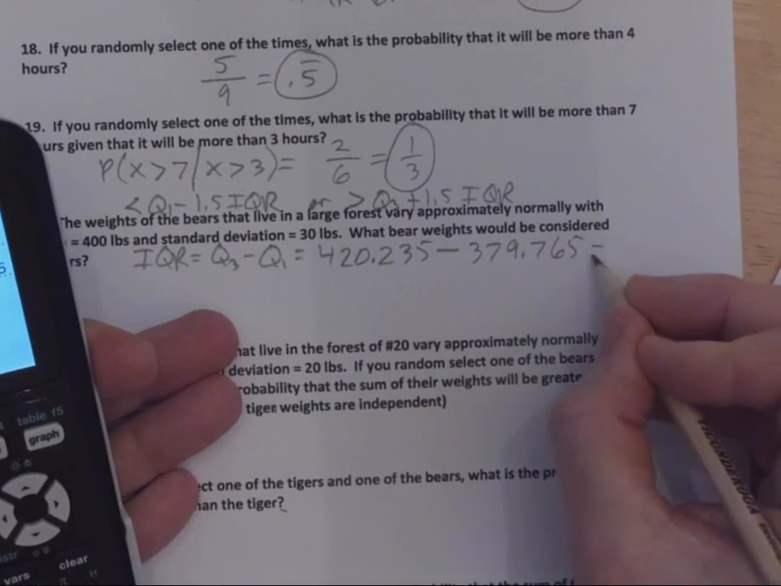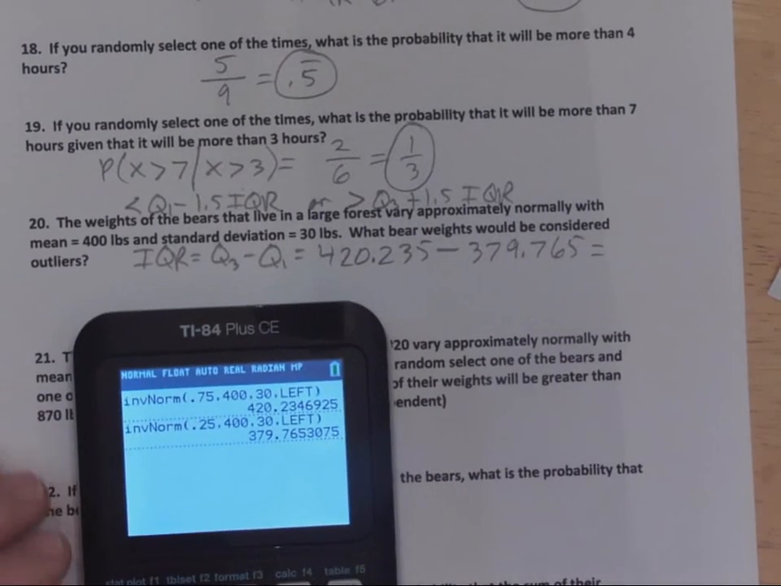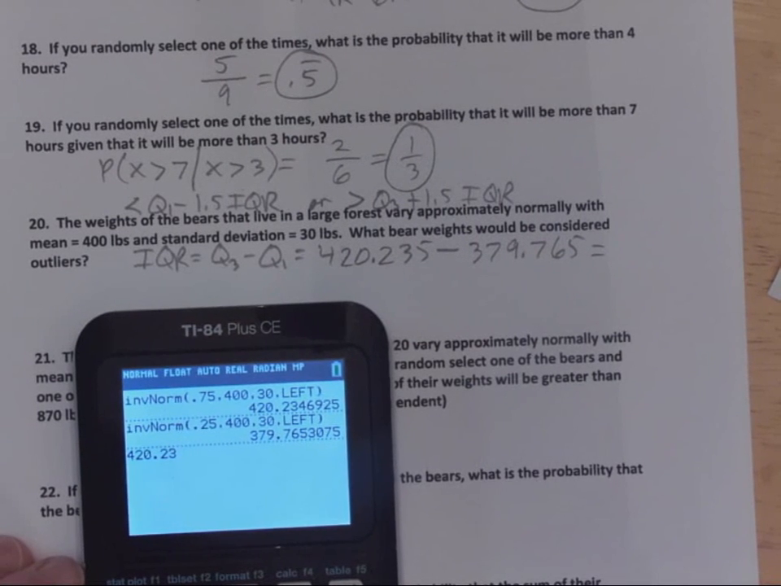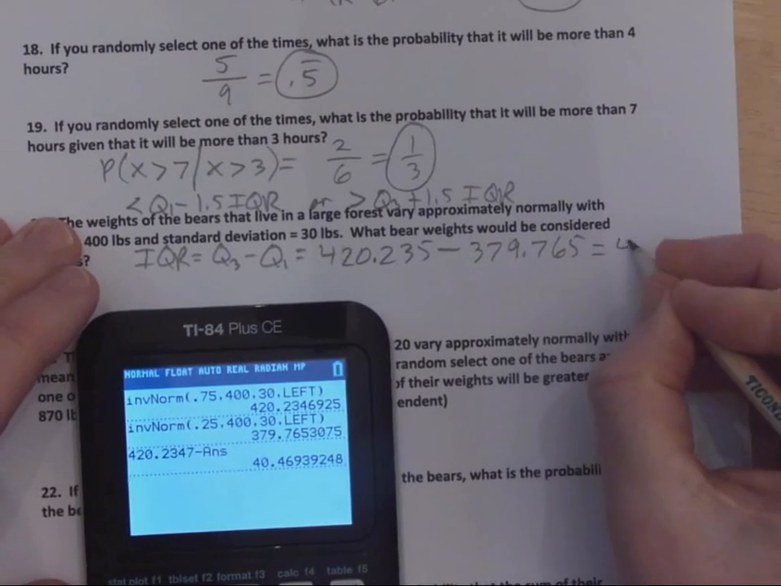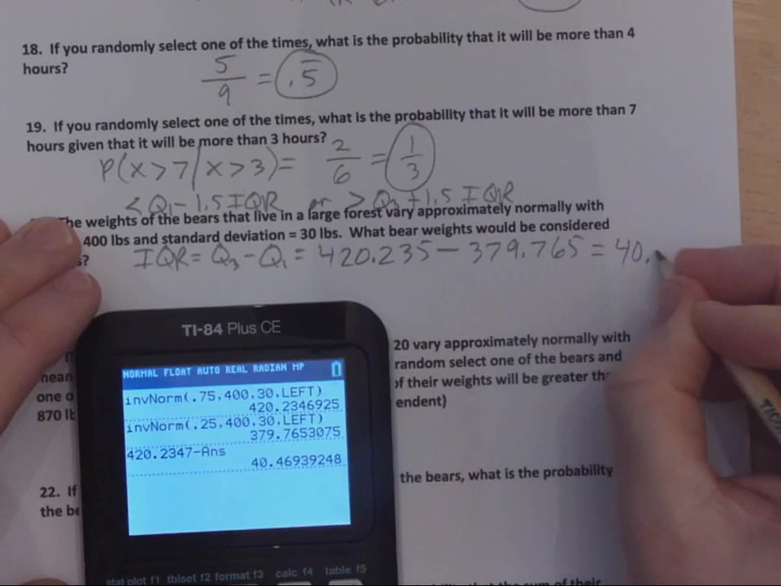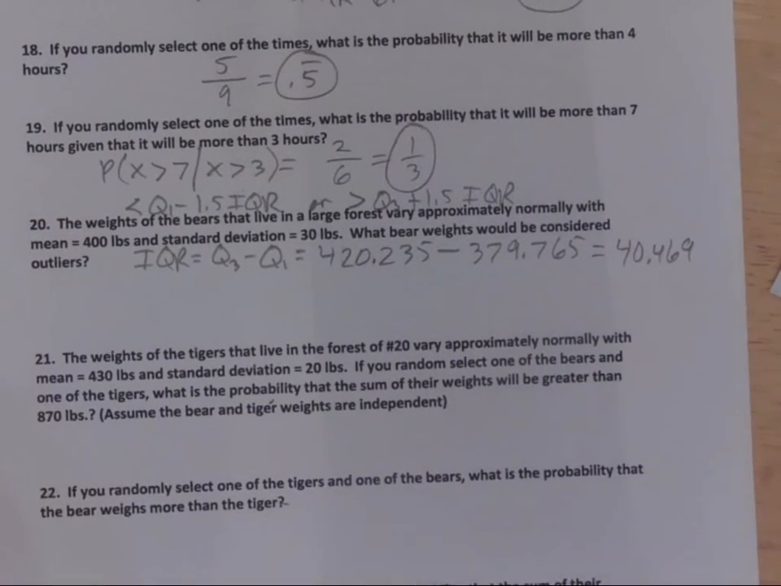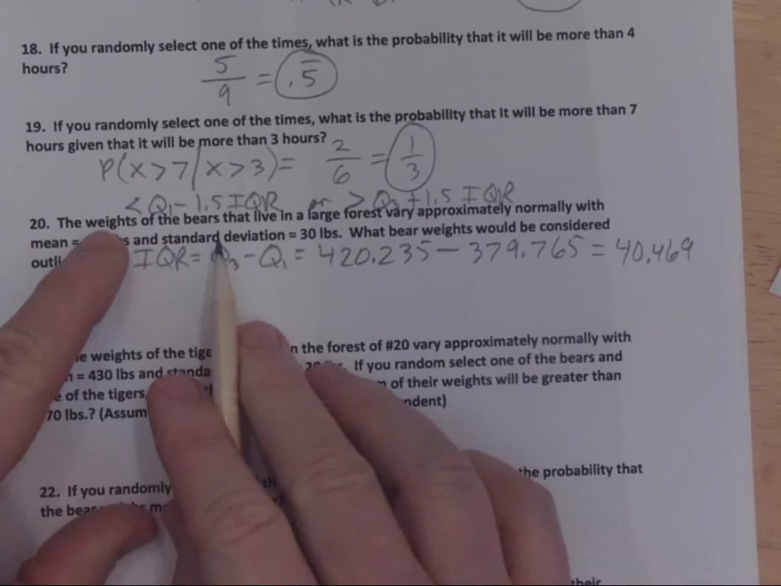So we subtract those two guys, and let's see what we get. So 420.2347 minus the answer like that, so it's 40.469. That is our interquartile range. And now we can just enter this stuff into this formula up here.